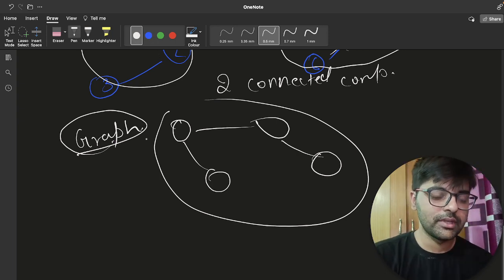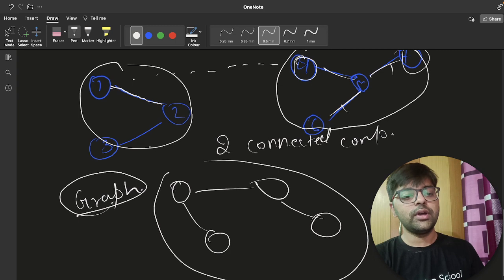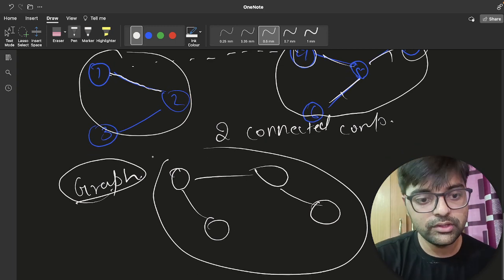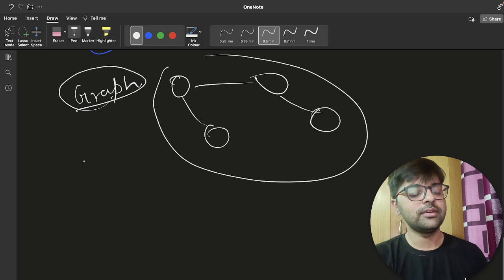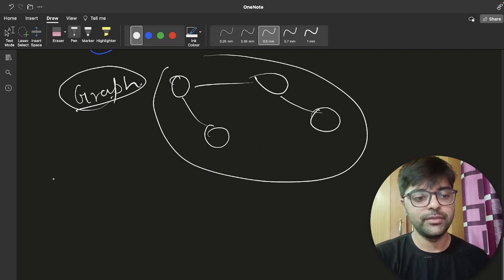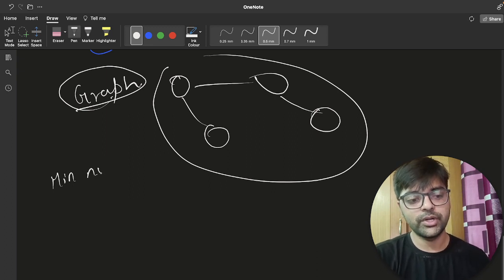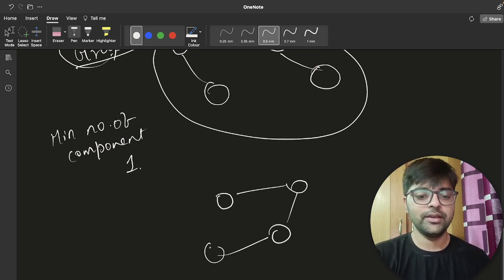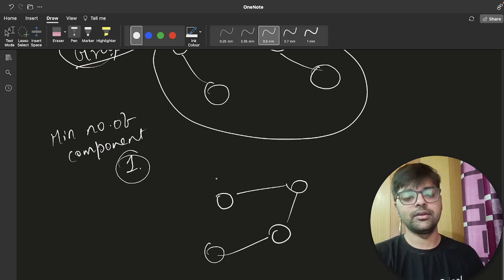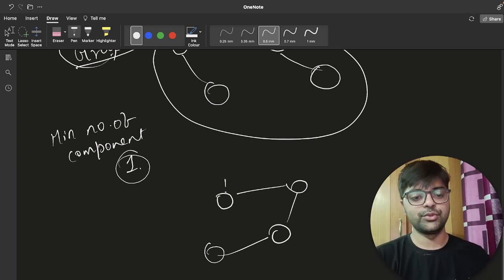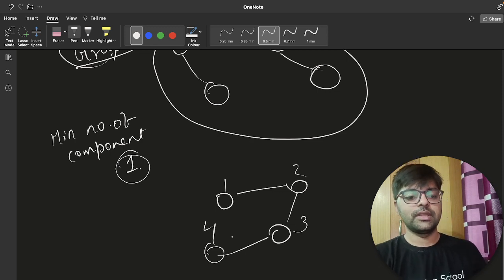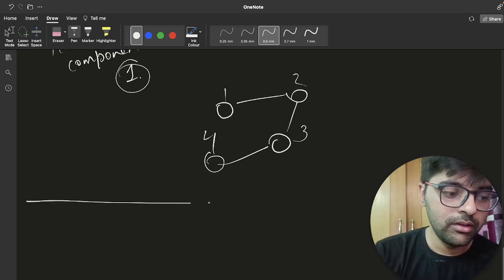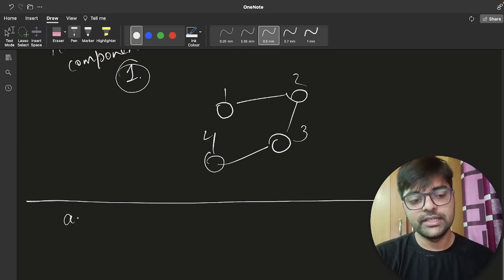So now you know what a connected component is. Let's say there is a graph, then what is the minimum number of components you can guarantee before starting the question? 1. Let's say all nodes are connected, then you will have one connected component, right? You can travel through all these nodes 1 2 3 4. So I am taking the initial answer as 1.